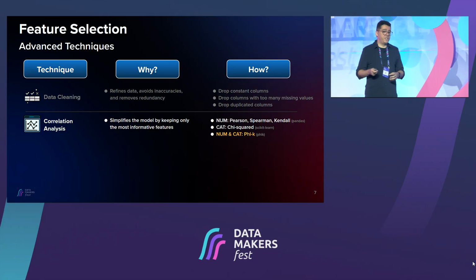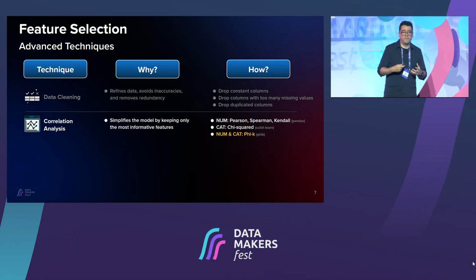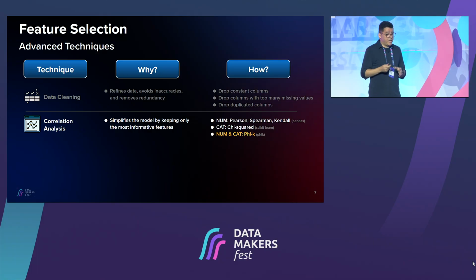For categorical features, we can use chi-squared, that is available, for instance, in scikit-learn. But actually, my favorite one in the past few times is one called phi-k, which is phi from the Greek letter, which is a technique introduced by some researchers from Amsterdam University a couple years ago. And this is a really versatile technique because you can use it on either numerical features and also on categorical features. And it's really simple to interpret.